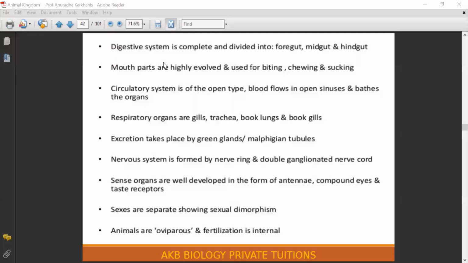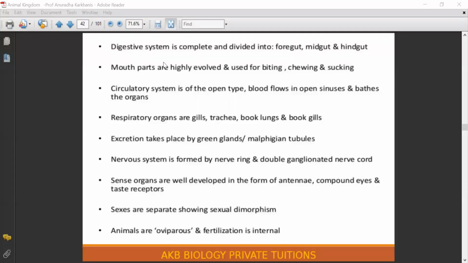They have compound eyes. Compound eyes means a picture appears like several small pieces which are aggregated together. They have piece-wise vision, which we call compound eyes. And they have taste receptors, so they can easily sense the taste.